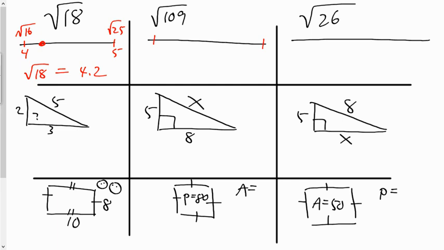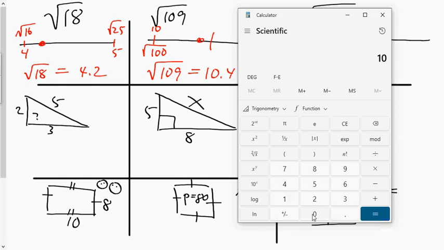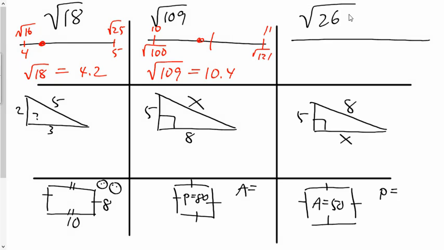Square root of 109 is an irrational number, but the square root of 100 is 10. And the square root of 121 is 11, so we know that it has to fit between there. Slightly closer to 10, but not greatly closer. So therefore, I'm going to guess the square root of 109 is going to be roughly 10. Right in the middle would be 10.5. 10.4, I'm going to guess. Take your calculator. What is the square root of 109? It's 10.44. Good guess. And finally, the square root of 26. The square root of 25 would be 5.